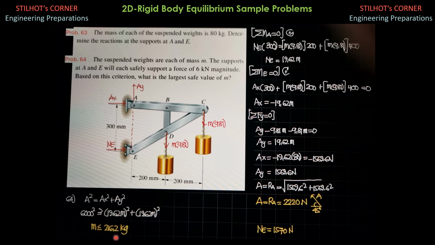So meaning all values of mass up to that can be safely supported by this support system without a problem. So 200 kilograms, it's safe. Even less than 216.2, the maximum is 216.2 kilograms. Beyond that, 220 kilograms, if you assign m 220 kilograms, then this support system will fail theoretically based on this info.